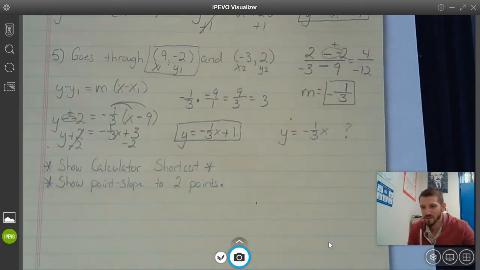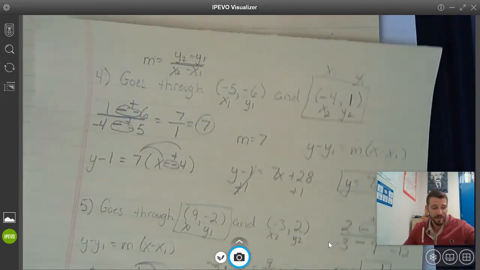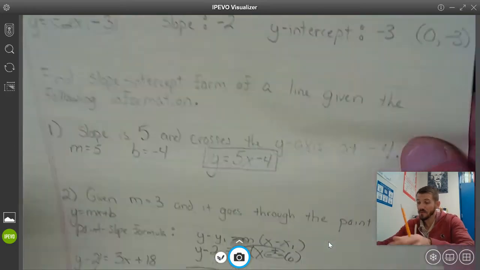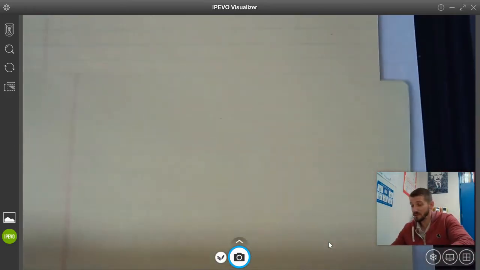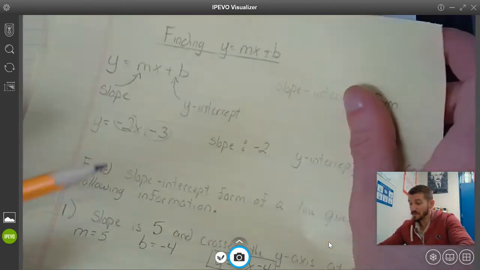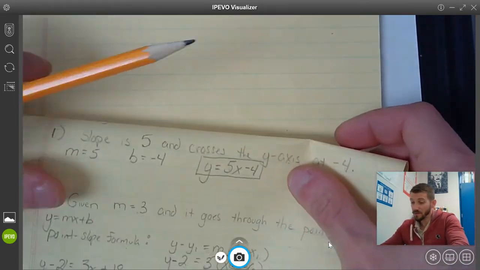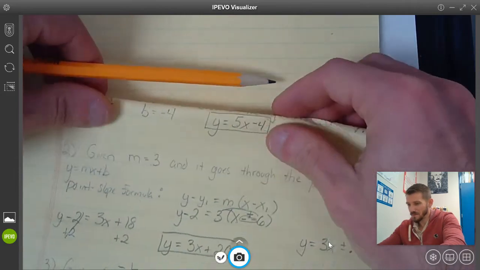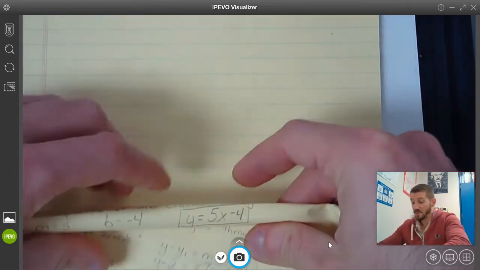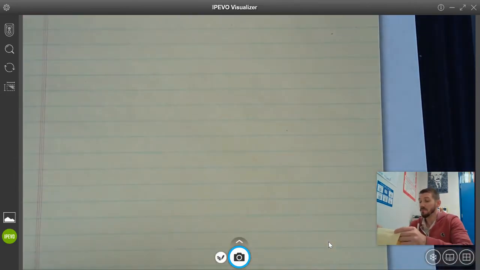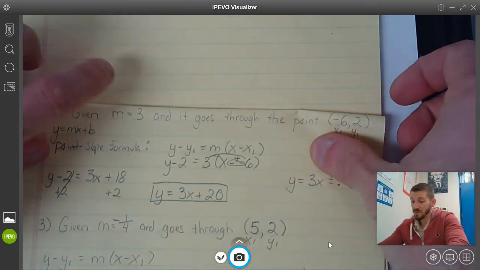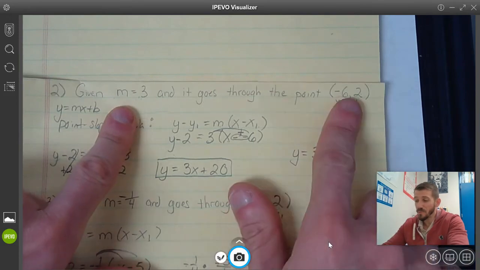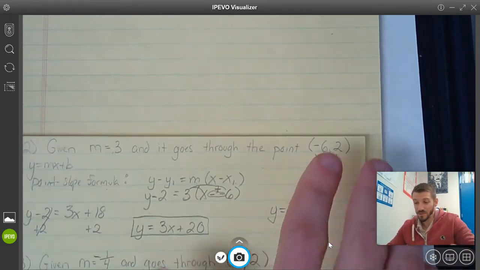The last thing I wanted to show you guys is what happens when you have point slope. So I'm just going to fold this paper real quick. Bear with me. This paper does not want to fold right. All right, this problem we did here, where they give you a slope and they gave you a point, that's a little more tricky.